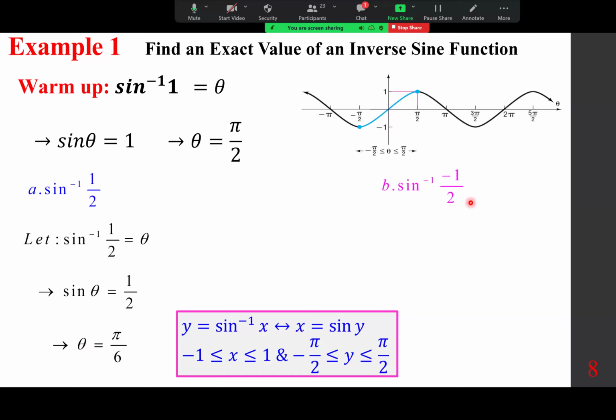Sine inverse of negative 1/2. Again, let it be anything you want. Pick a variable, for example, theta. By definition of an inverse function, sine of theta must be negative 1/2. Theta must be minus pi over 6. Again, restriction means the fourth and the first quadrant.